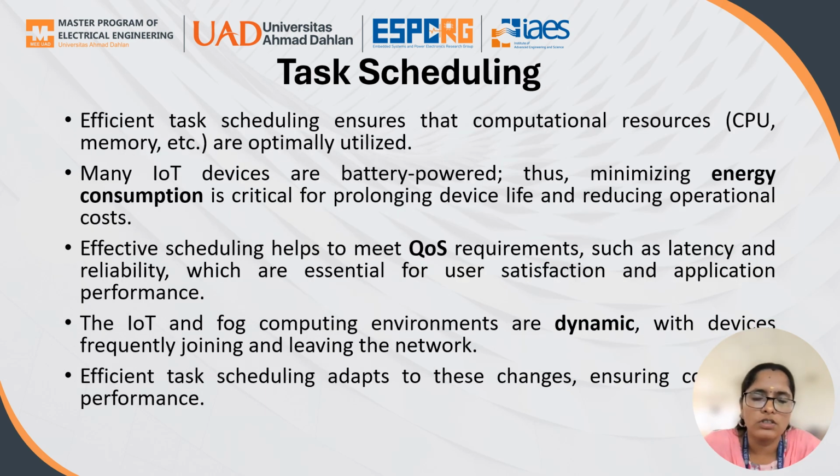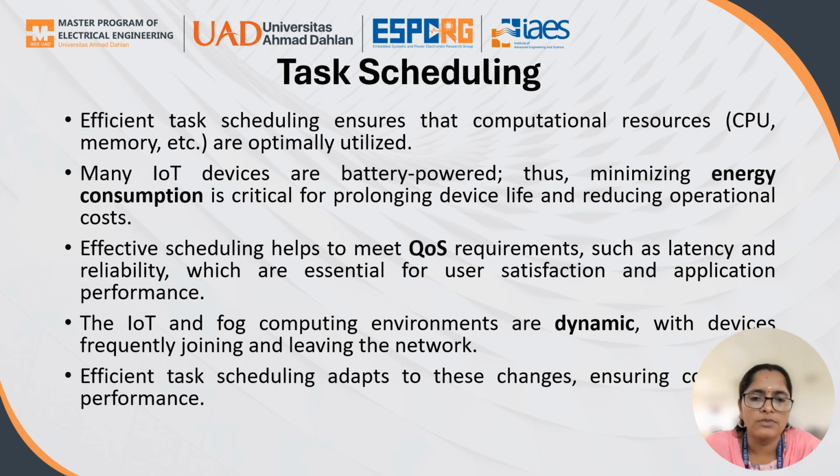Now we know what IoT and fog computing are. What is the use of task scheduling in an IoT fog environment? Efficient task scheduling ensures that computational resources are optimally utilized. Computing resources means the CPU, memory, and other computational resources available in the environment. Many IoT devices are battery powered, so the energy consumption has to be minimized, which is critical for prolonging device life and reducing operational cost.